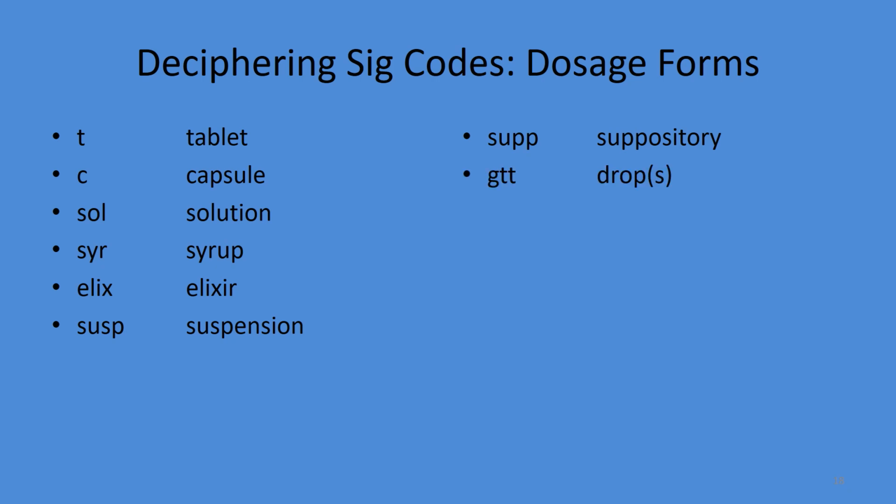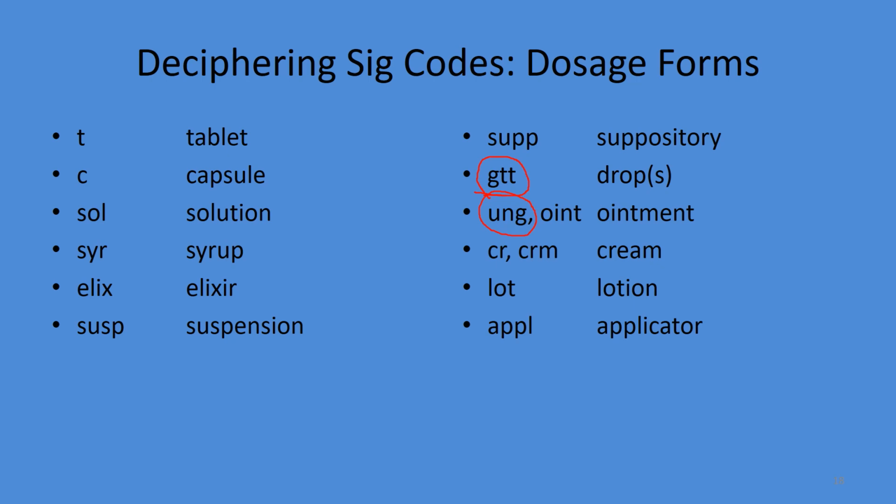Drops is GTT, so here's the first one that's not an abbreviation of the English word. Ointment is the second one, UNG. Cream, lotion, and applicator. So the two that are look-alike, sound-alike would be SUSP and SUPP. Everything else is fairly unique.